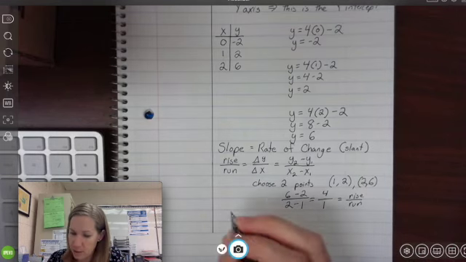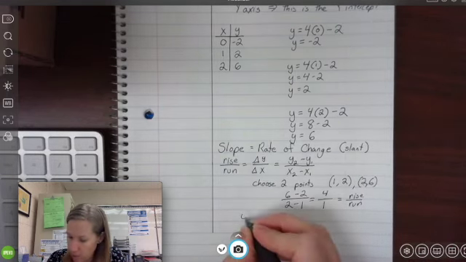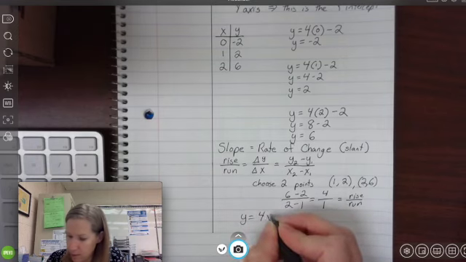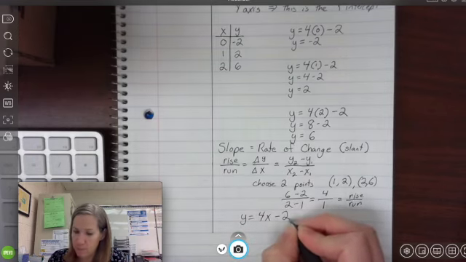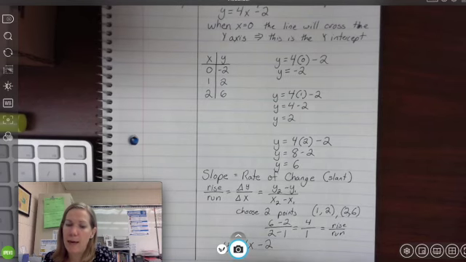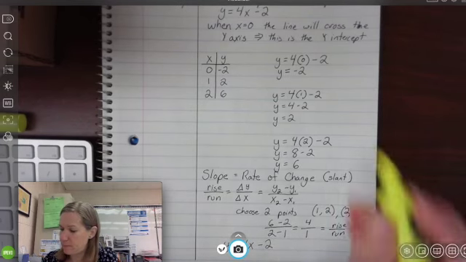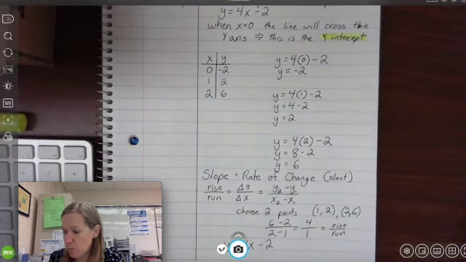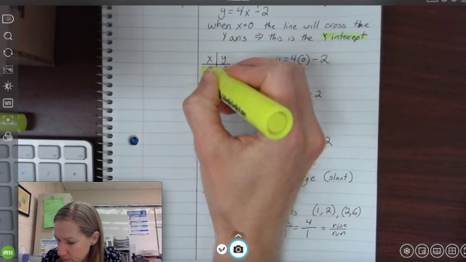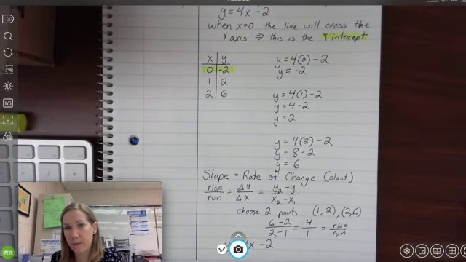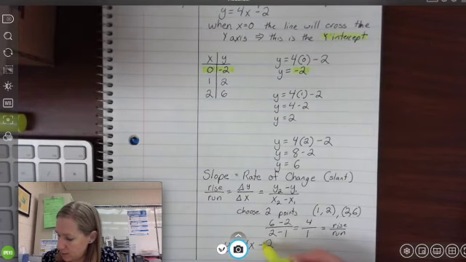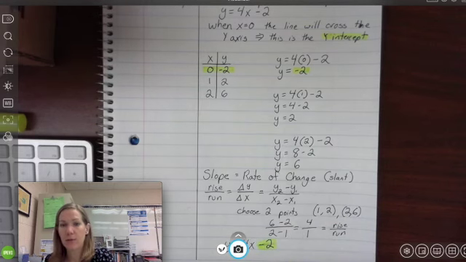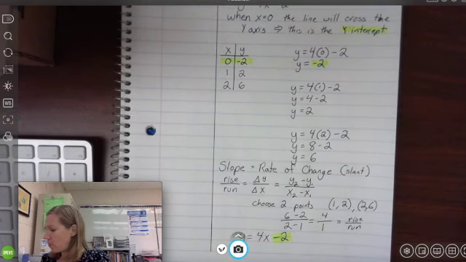Let's go back and let's look at our original equation. Y equals 4x minus 2. The first thing I want to look at is the y-intercept. So the y-intercept is when x equals 0. So it's going to be right there. So we learned that our y-intercept is negative 2. Interestingly, take a look here. Negative 2.